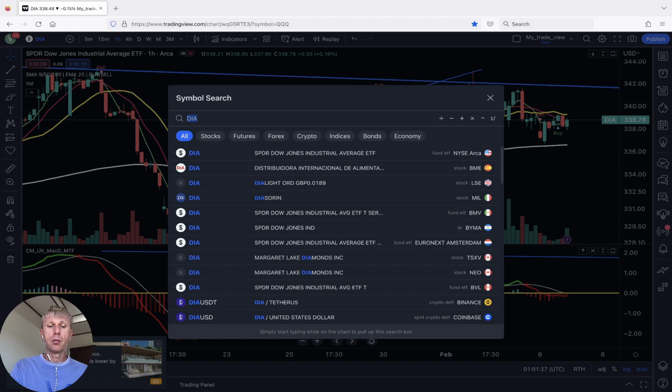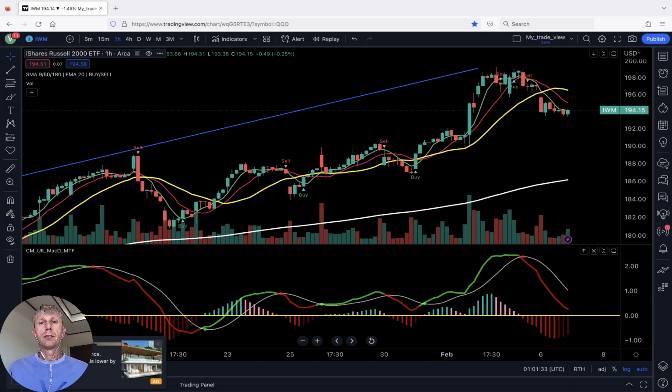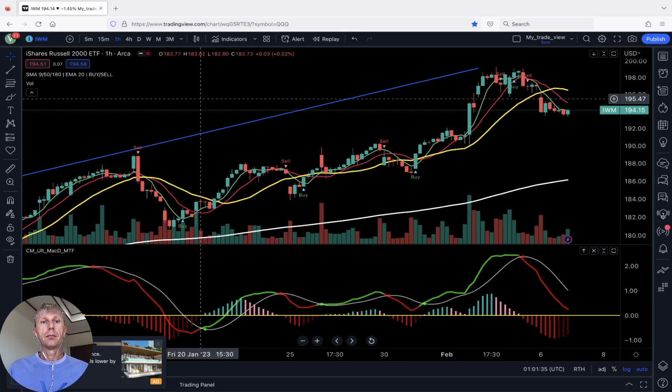Let's move to IWM, Russell 2000. Russell 2000, daily time frame.